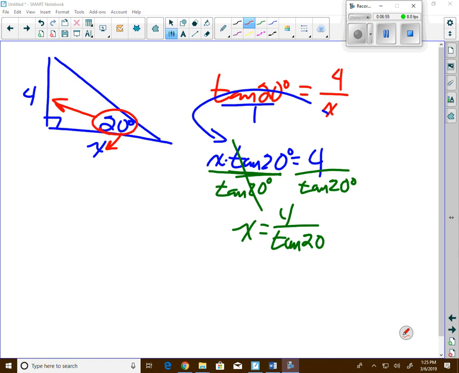Okay, and we should get that x equals 11. Now rounded to the nearest tenth, what is it? 11.0. Because if it says to the nearest tenth, you have to record it so that we know that it is accurate to the nearest tenth. If you just write down 11, I don't know if it's accurate to the nearest tenth or not.